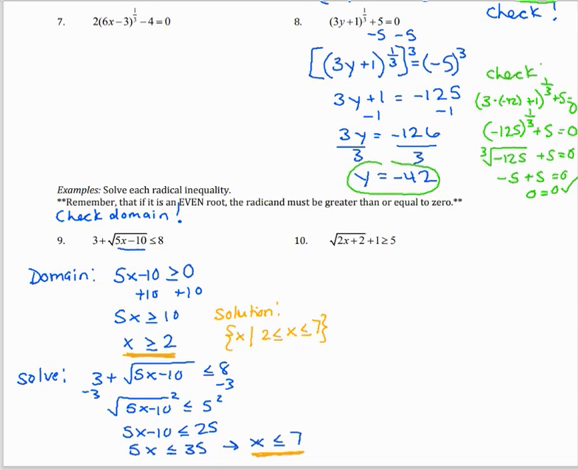If when I solved, I had gotten x is greater than or equal to 7, then that would have been totally fine because anything greater than or equal to 7 also passes the test of greater than or equal to 2. But in this case, we need to combine the two for my solution. Okay, you try number 10.